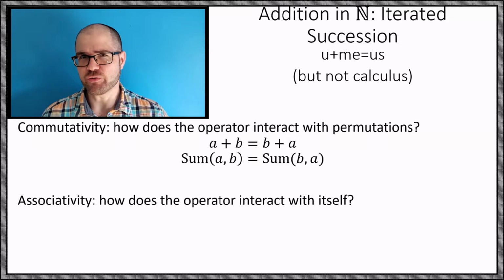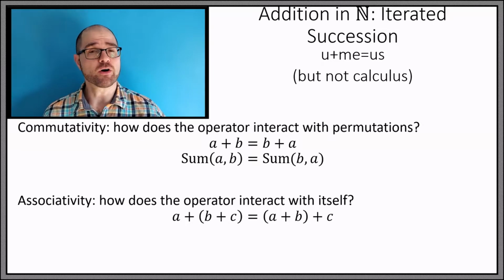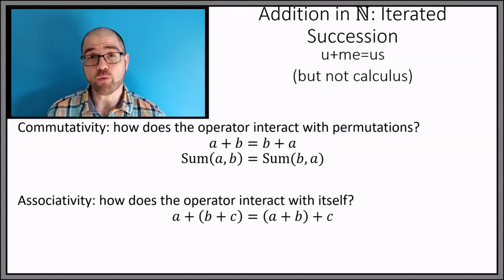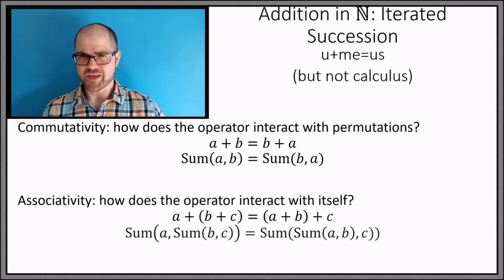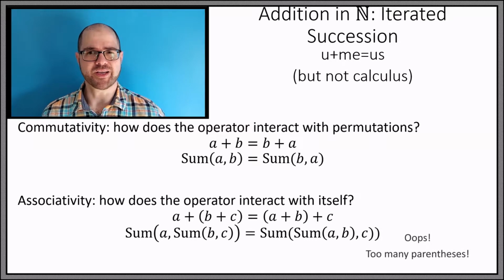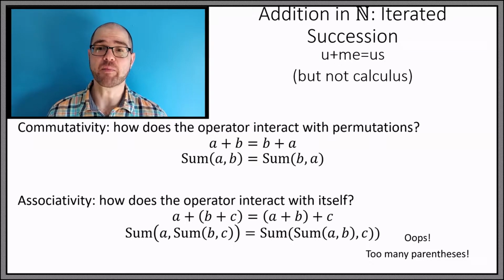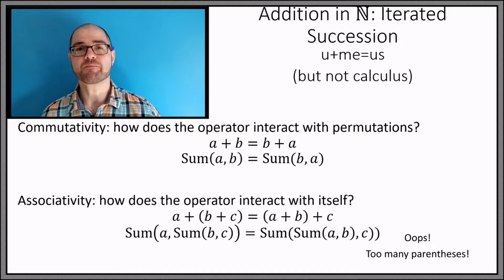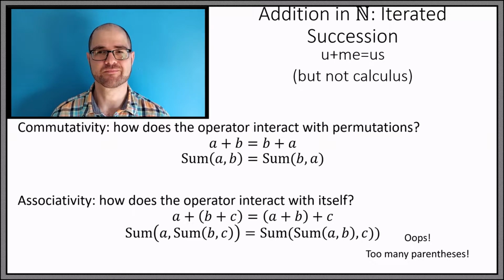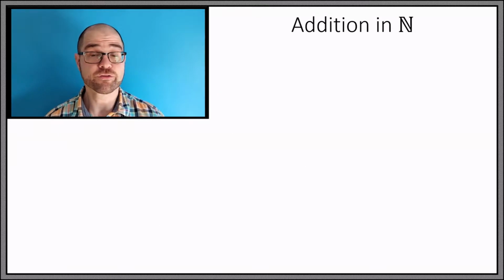What happens if I take two sums in a row? Again, we all know from elementary school that the order doesn't matter. We're not going to keep using this formal functional language, but here it is. The sum of a and the sum of b and c is equal to the sum of a and b and c. So addition is commutative. That's cool.